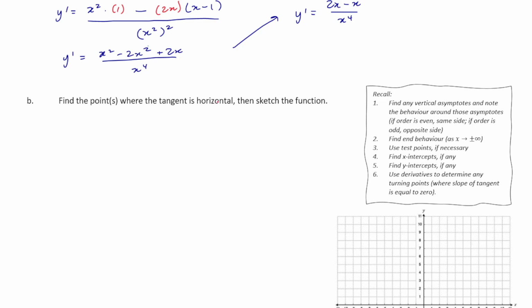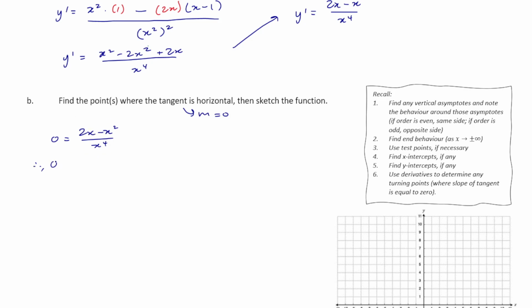Okay, so it says find the points where the tangent is horizontal. Well, if this is the slope of the tangent and I have a horizontal tangent, then the slope of the tangent would be 0. So right there, the slope would be equal to 0. So the first derivative is equal to 0: 0 is equal to 2x minus x squared all over x to the power of 4. Remember, a fraction can only equal 0 if the numerator equals 0.